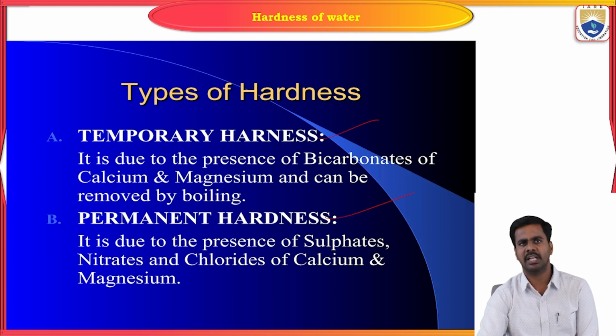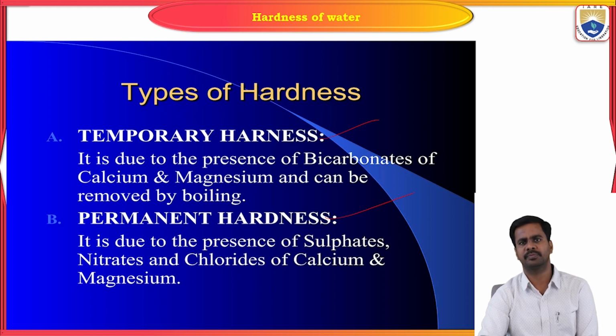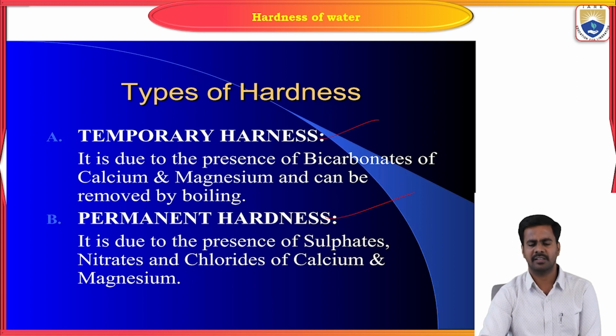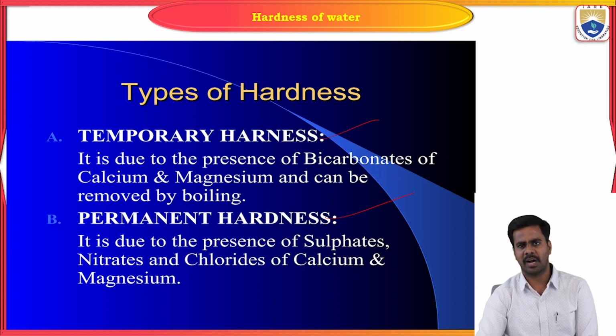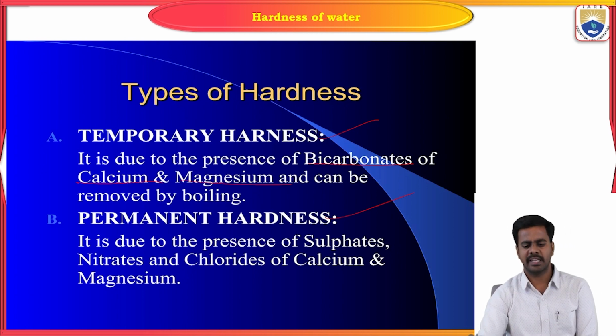Temporary hardness is due to the presence of bicarbonates of calcium and magnesium. Different types of salts are present in the water, as I told you. Among the salts, some can produce temporary hardness, and some cause permanent hardness. So temporary hardness is due to the presence of bicarbonates of calcium and magnesium, and this type of hardness we can remove simply by boiling.